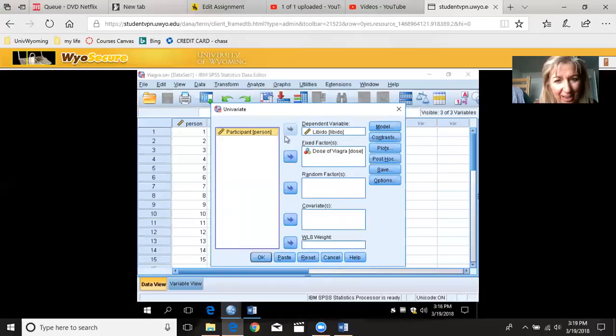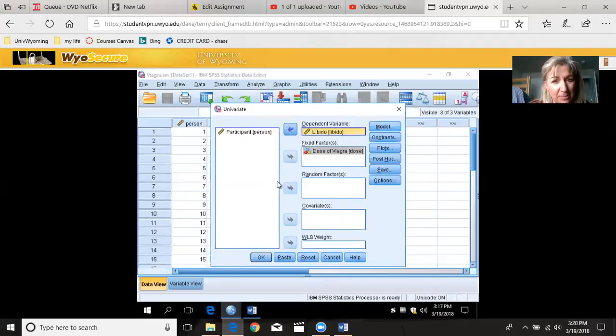So here I can reset this. We're not going to look at participant number, that's not very meaningful information, but we're looking at the dose of Viagra. That is a fixed factor. We had low, we had high, and we had our control group. And we're going to see if that has an influence, if that can help predict the libido. And so I put libido in as my dependent variable. Notice the dependent variable is a scale variable, a continuous variable, and the fixed factor is nominal.